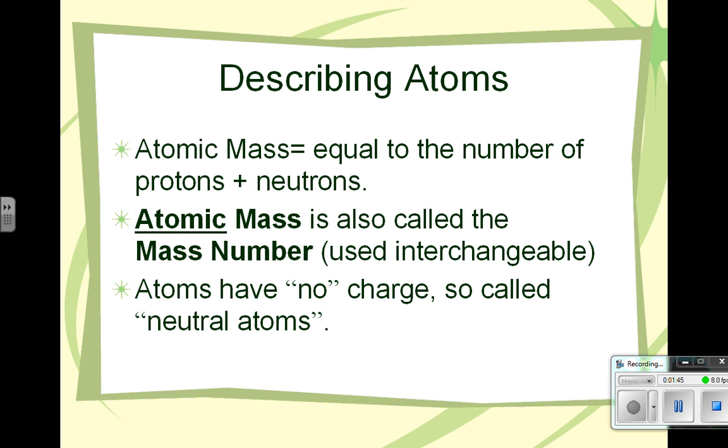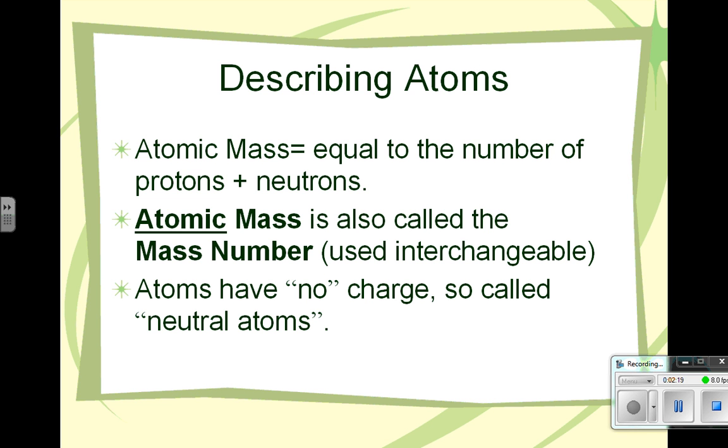Atomic mass. That's equal to the number of protons plus neutrons. So the atomic mass is the sum of neutrons and protons in the atom. Okay? So, for instance, if you didn't know what the atomic mass was, but you knew how many protons and how many neutrons there are, you just need to add those together and you find the atomic mass. Okay, that's what that means. Atomic mass and mass number might be used interchangeably in some of the different books that you might look at or internet websites that you might read.